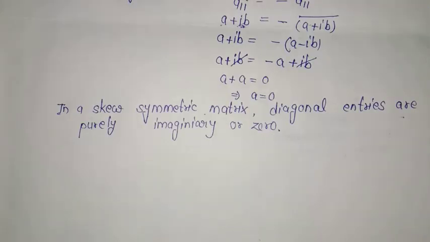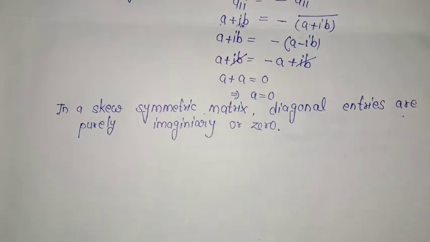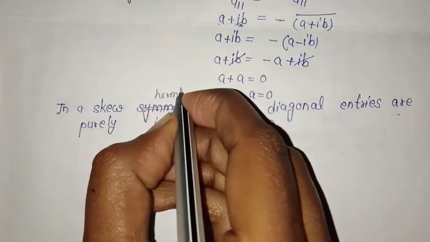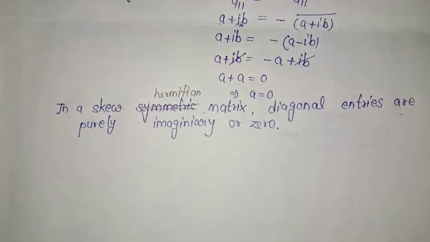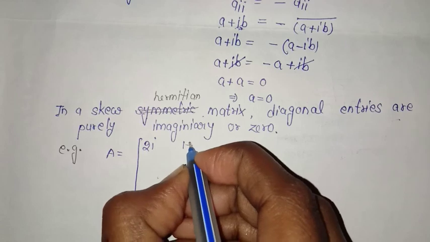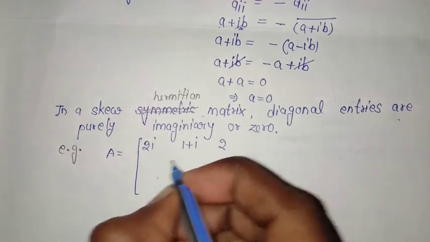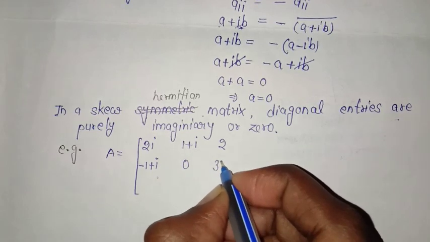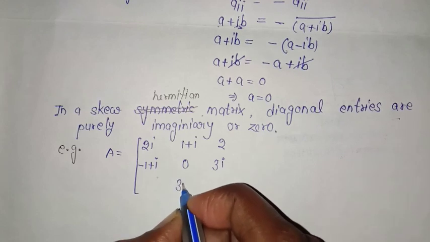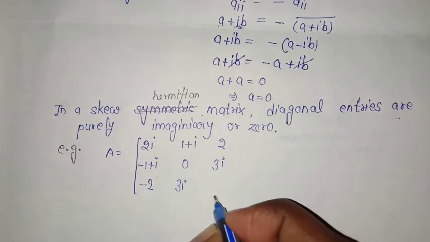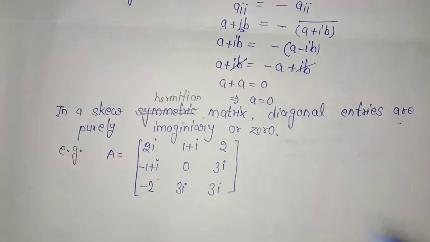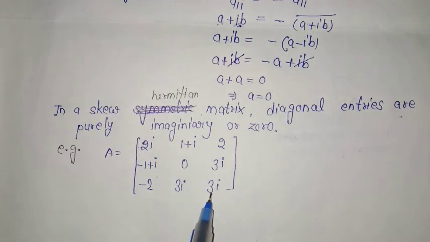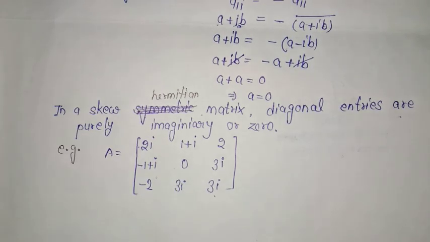Now let's have some example of a skew Hermitian matrix. Sorry, I should write here skew Hermitian. So the matrix is as follows: 2 iota, 1 plus iota, 2, minus 1 plus iota, 0, 3 iota, 3 iota, minus 2, and here we are taking 3i. Now if we see, the diagonal entries of this matrix are purely imaginary, or 0. So this type of matrix we have to take.